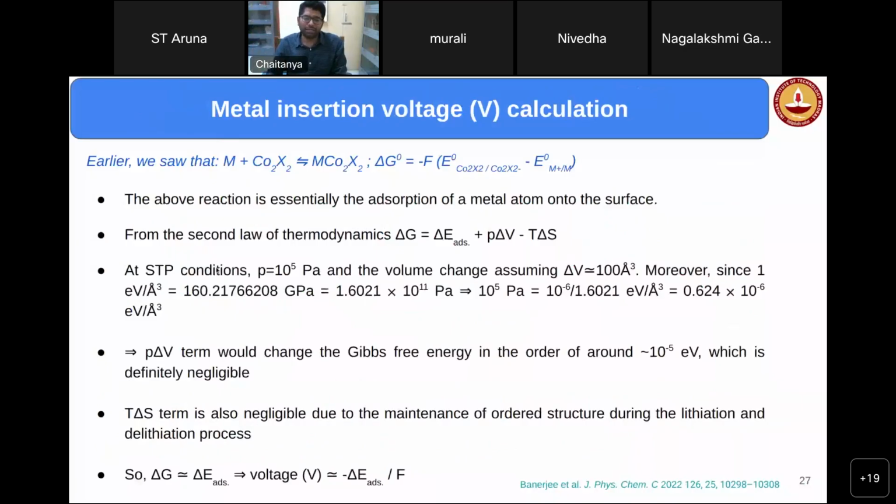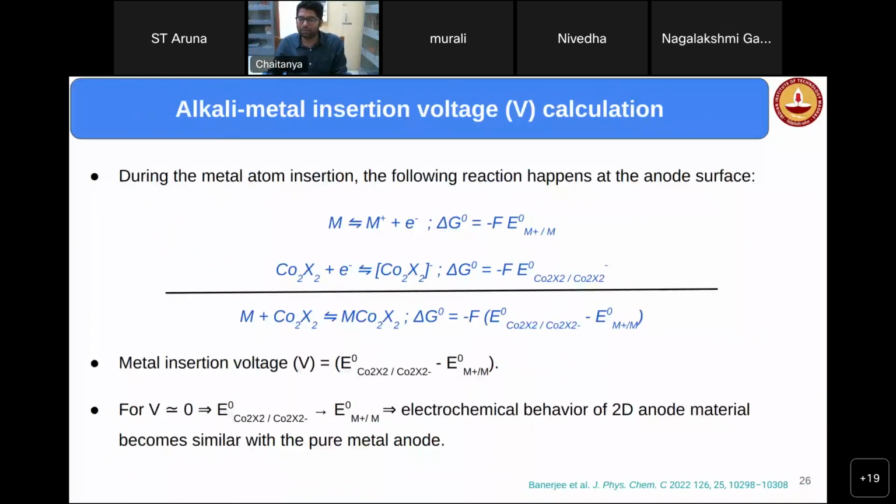Okay, so if you see the simple reaction, you know that metal is going to give rise to metal ion plus the electron, and here the cobalt anti-MXene is the one that is taking the electron. If you just add these two equations, what you are going to get is the potential metal insertion voltage. This is the metal insertion voltage equation, and we know that we want the anode voltage to be less.